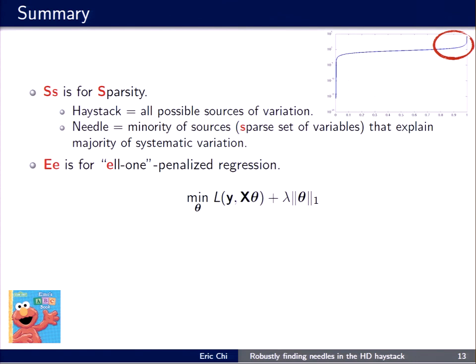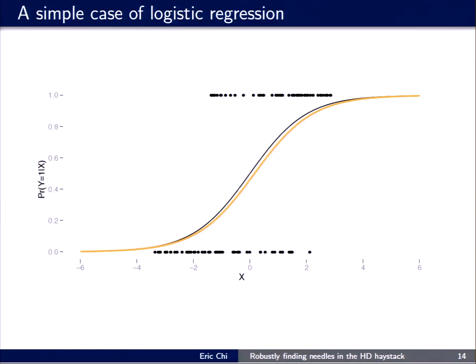So the second letter of the day is E, and E is for L1 penalized regression. Okay, so if you want to find sparse solutions, then the way to approach that that works very well is to do L1 penalized regression.